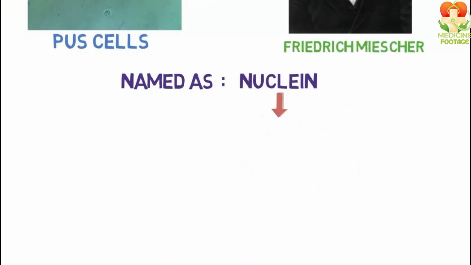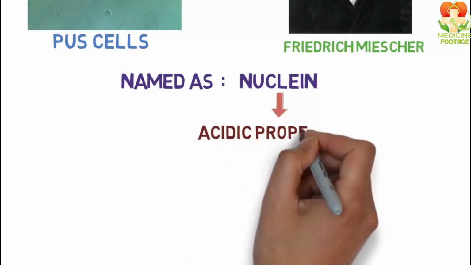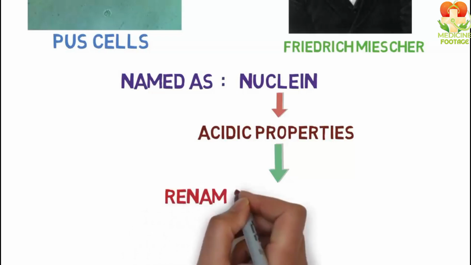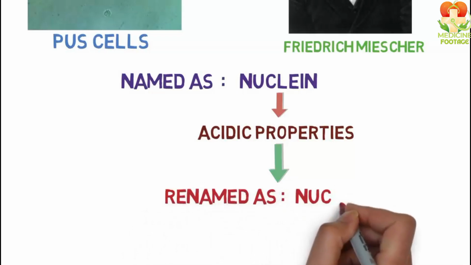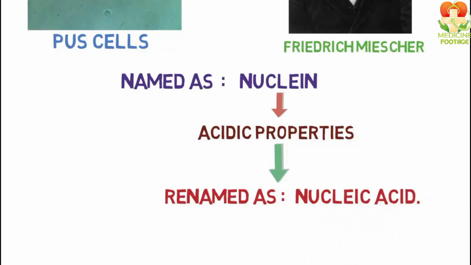But later it was found that the properties of nuclein are acidic, and since its properties are like an acid, that is why its name was changed to nucleic acid. And this is how nucleic acids were discovered.